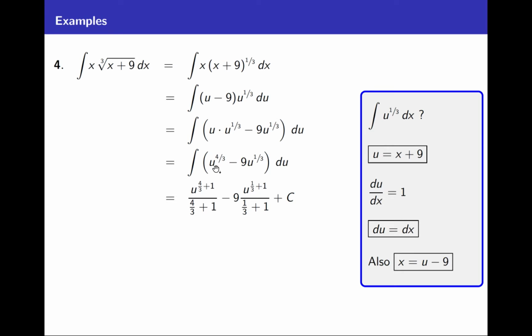So on the u to the 4/3, the integral of that is u to the 4/3 plus 1 divided by 4/3 plus 1. Then minus our constant of 9 times the power rule applied to u to the 1/3 would be u to the 1/3 plus 1 divided by 1/3 plus 1, and then plus our c. And simplifying that, we get u to the 7/3 divided by 7/3 minus 9 u to the 4/3 divided by 4/3.